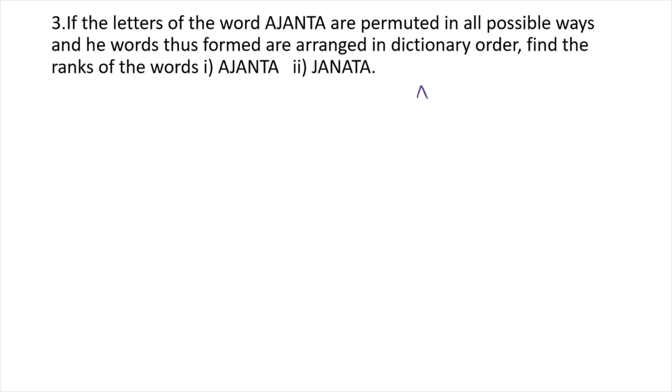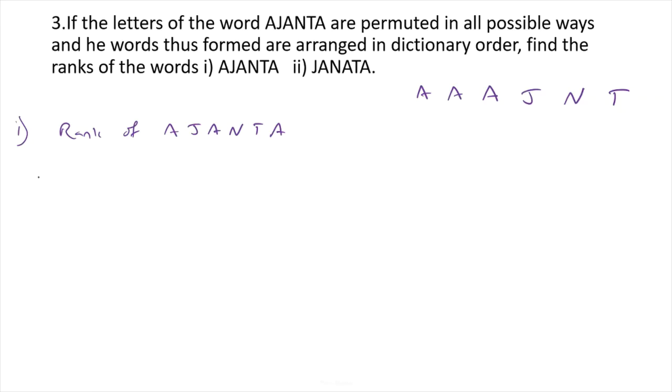So the dictionary order is going to be 1 A, 2 A's, triple A, J, N and T. So this is my dictionary order. Now I have to calculate the rank of the word Ajanta. Rank of Ajanta. So this Ajanta starts with A. So I cannot count all the words that begin with A. So I can count all the words that begin with double A.